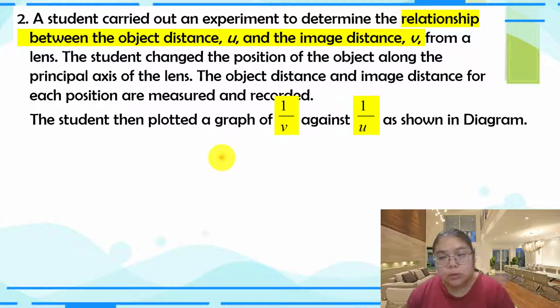So what you need to do is analyze the graph. When you want to analyze the graph, normally they want you to find out the readings. They want you to find out the gradients, and also they give you the formula. You need to find out another physical quantity, using the readings. Okay, let me go through the graph.